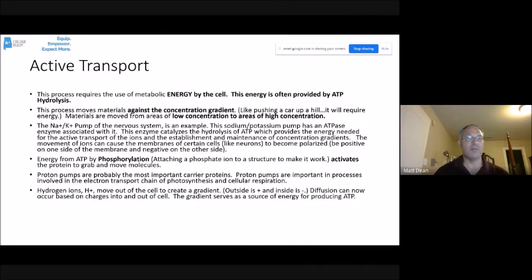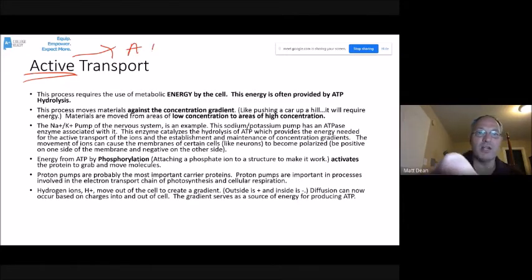Active transport is another type of cell transport. Active means it requires the cell to use its own metabolic energy. Essentially, this means it requires the cell to use its own ATP. This process moves materials against the concentration gradient. It's like moving things from low concentration to high concentration. Maybe the most famous example of this in the body is the sodium-potassium pump in the nervous system. This requires ATP to move sodium and potassium ions against their concentration gradients. This is also important in photosynthesis and cell respiration, where hydrogen ions are pumped against the gradient.